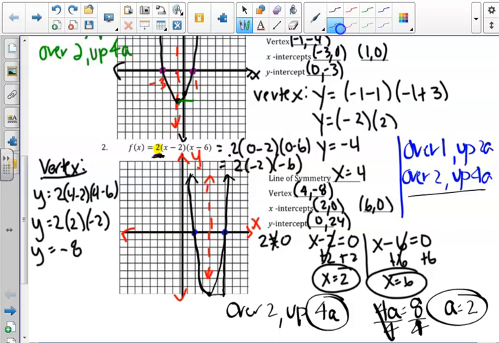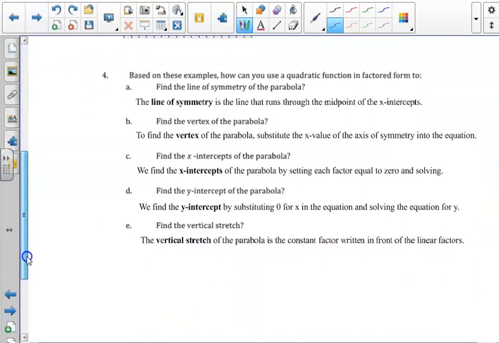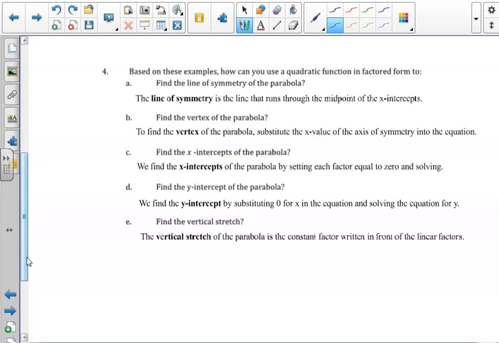So we did investigate another example, and then we summarized. In number 4, we were asked, based on the examples, how can you use a quadratic function in factored form to find the line of symmetry of the parabola? Well, the line of symmetry is a line that runs through the midpoint of the x-intercepts. We can see in the previous 2 examples that if we know the x-intercepts from our factored form, we can find the number right in the middle of those 2, or the midpoint, and that would be our line of symmetry. To find the vertex, we would substitute the x value of the axis of symmetry into the equation.